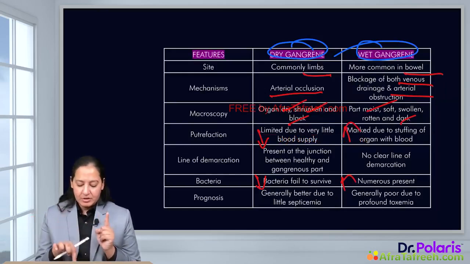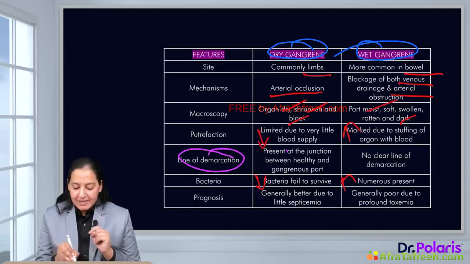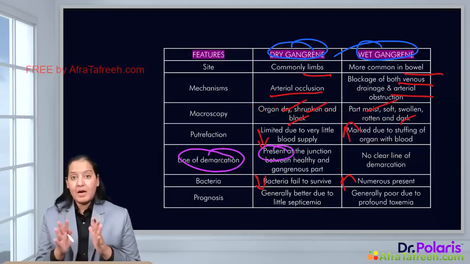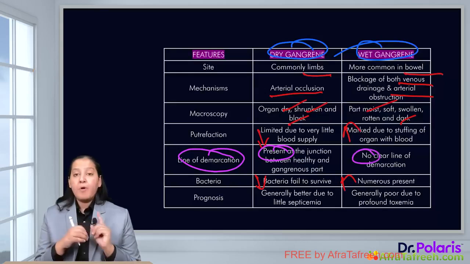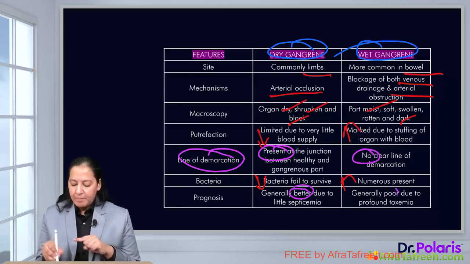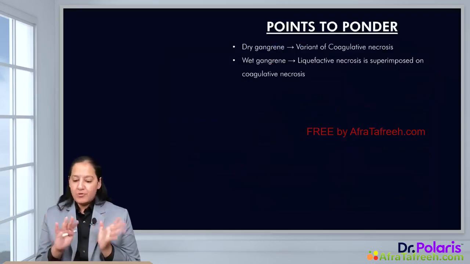Line of demarcation, the most important difference. Line of demarcation is present in dry gangrene. You can make out this is viable tissue and this is dead tissue, and there is a clear line between them. In wet gangrene, there is no clear-cut line. Prognosis: dry gangrene usually has a better prognosis, but wet gangrene has a poor prognosis. So these are the differences you must know between dry and wet.